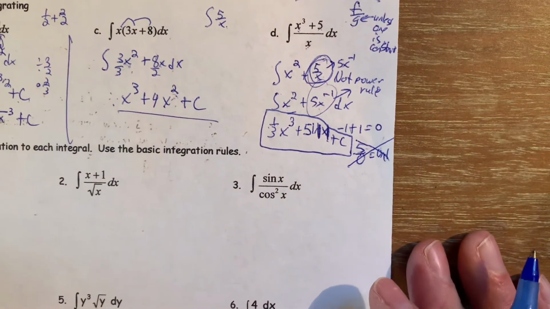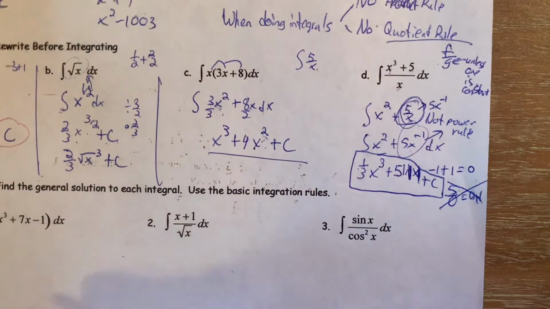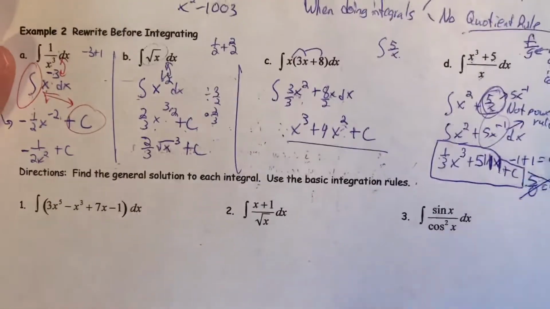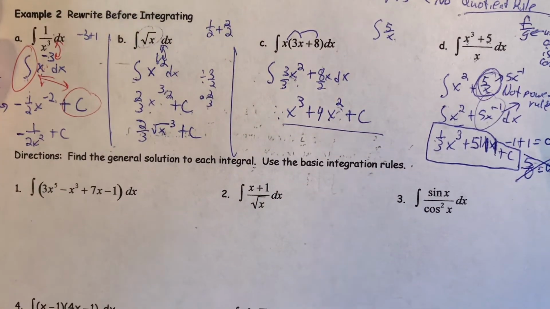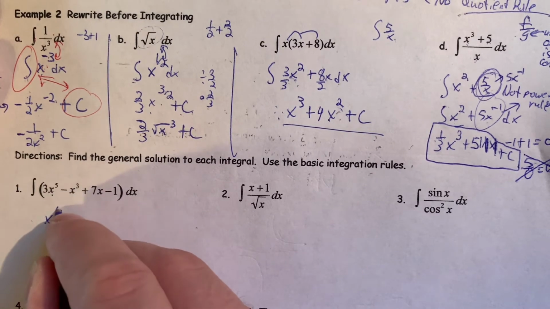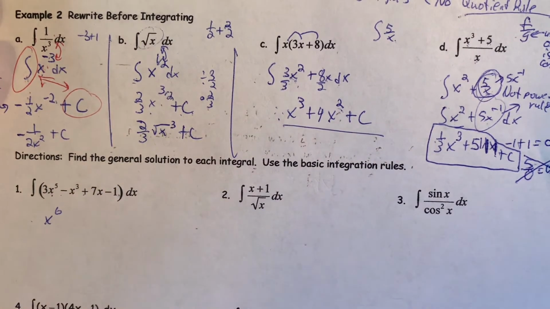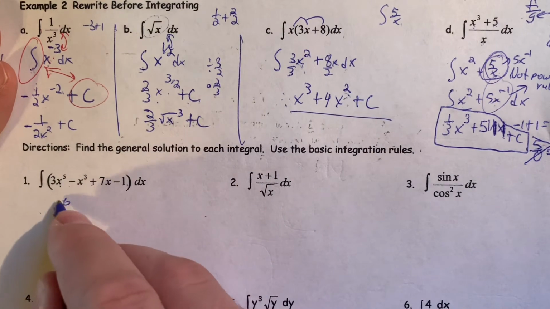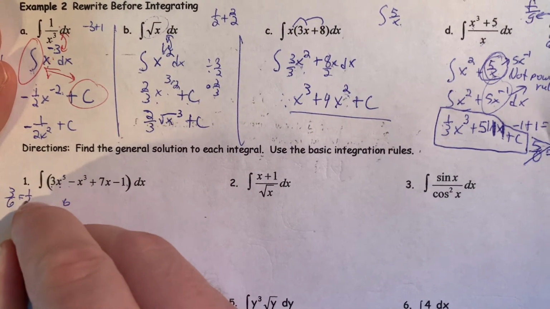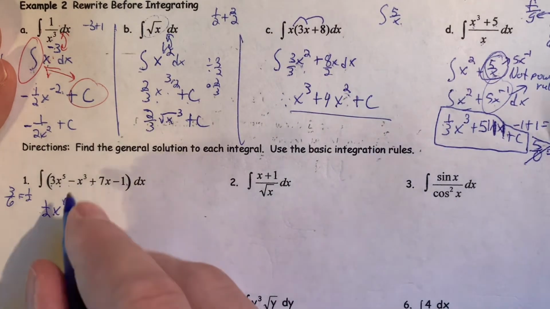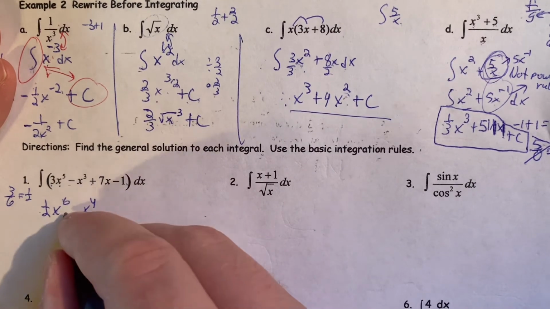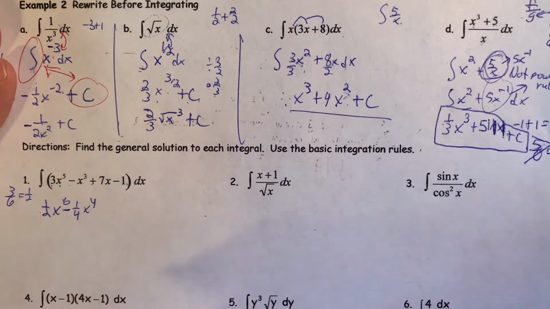Okay, guys. Let's see. Find the general solution to each integral. Use basic integration rules. So try this one on your own. Okay, hopefully you got that we need to raise the power by 1. These are adding and subtracting, so you can just do them all separately. So you raise the power by 1, divide by the power. 3/6 is 1/2. And so we want to simplify that. This is x to the 4th. We're going to divide by 4, so this is negative 1/4.